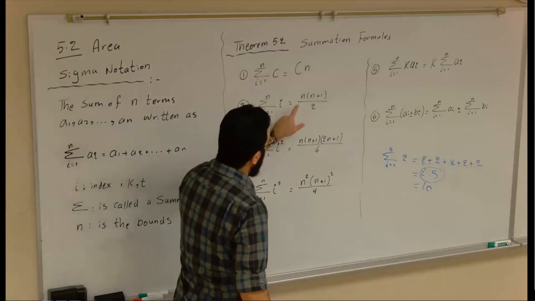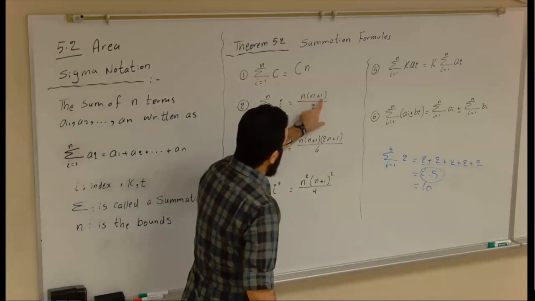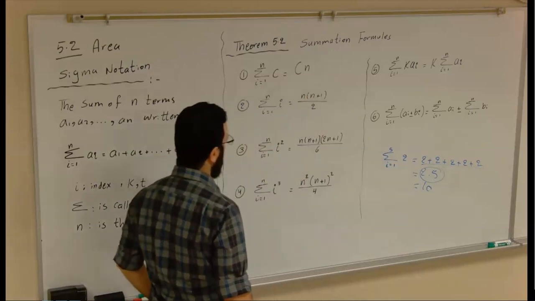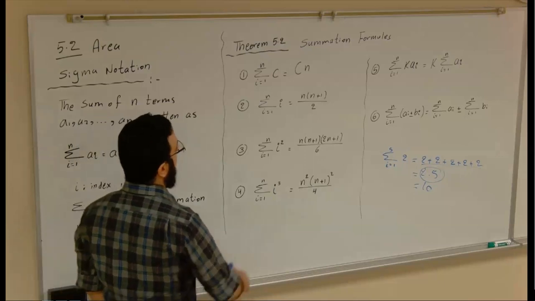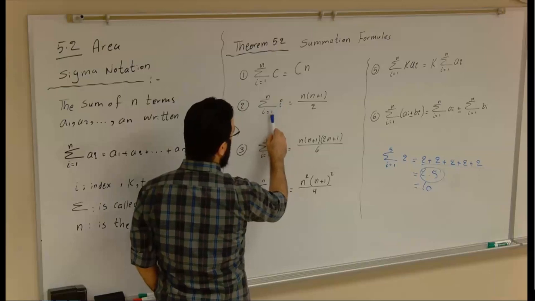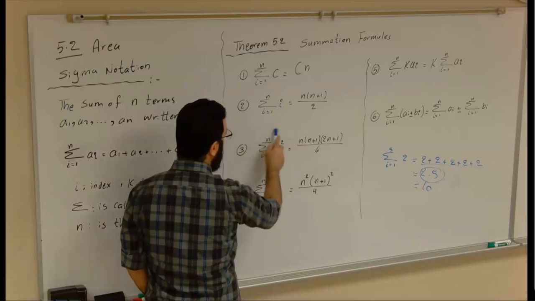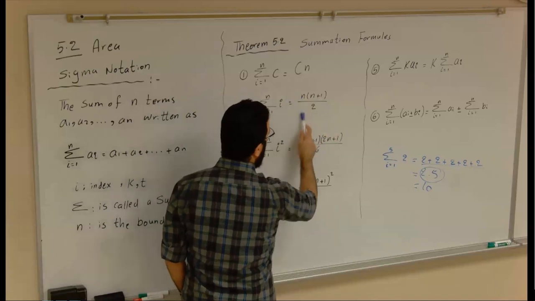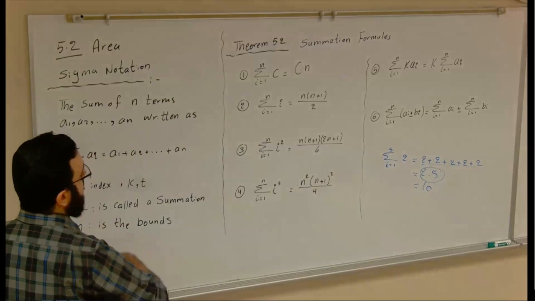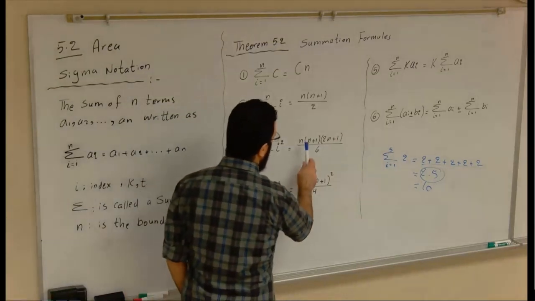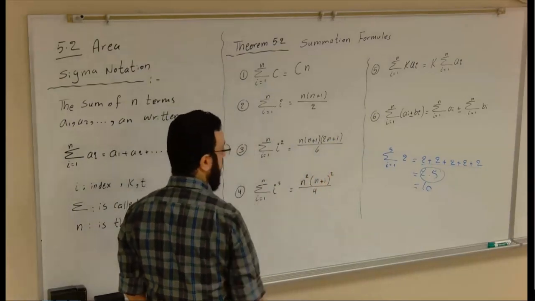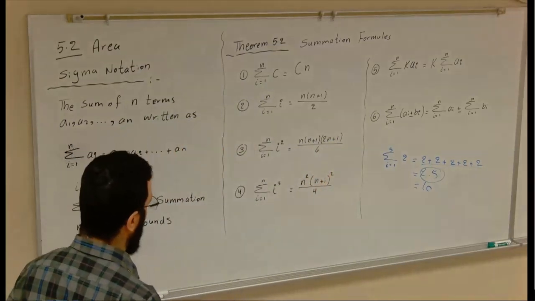Summation of i is going to be n times n plus 1, over 2. Instead of using the long way, you can use the rule. That means if you have from i equal 1 to n of i, instead of plugging in 1, 2, 3, 4 and adding the terms, you're going to say, okay, it's n times n plus 1 divided by 2. Summation of i squared is going to be n times n plus 1 times 2n plus 1, over 6. There's a proof for each one. You want to check it on the notes, on the slides.